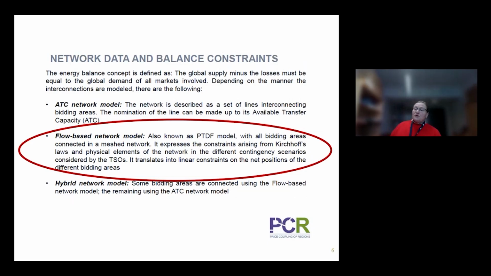Then there is also this description of the flow-based network model, telling us that it's called the power transfer distribution factor model, where we are modeling all the bidding areas in a meshed network, and where we also try to take into account Kirchhoff's second law, which tells us that a power transfer is utilizing all paths in the grid. That is something that is not modeled in the ATC model, but is what is tried to be implemented in the FBMC model.